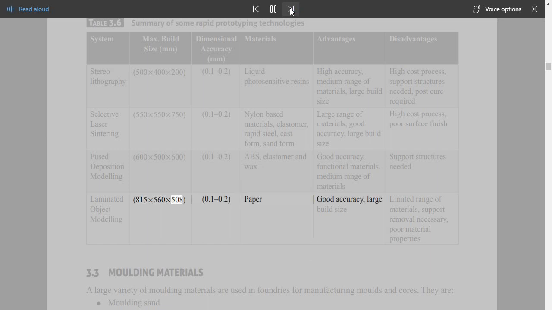Good accuracy, large build size, limited range of materials, support removal necessary, poor material properties. 3.3 Molding materials.